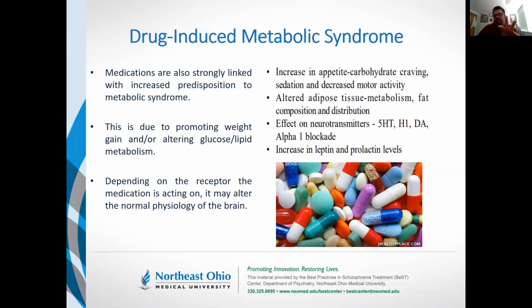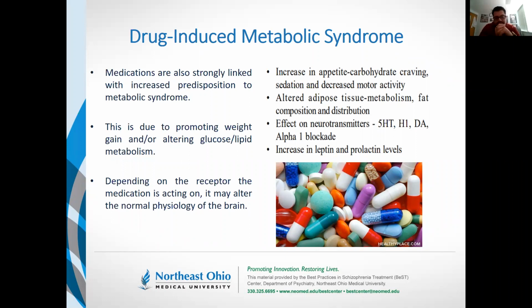I'm going to go right into drug-induced metabolic syndrome since it does play an important part in practice, and often, what makes integrated care so valuable is something like this. So medications are also strongly linked with increased predisposition to metabolic syndrome. Some, let's say, will promote weight gain or improve appetite, which will possibly cause weight gain. This will alter their glucose and lipid metabolism, so that can also contribute to metabolic syndrome.